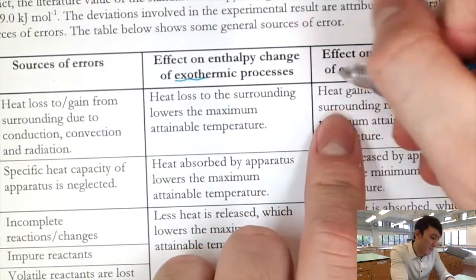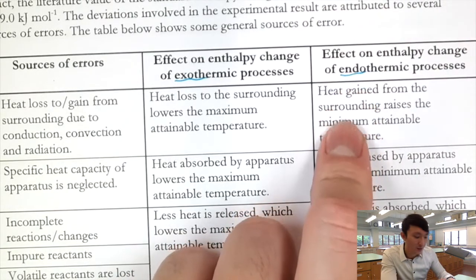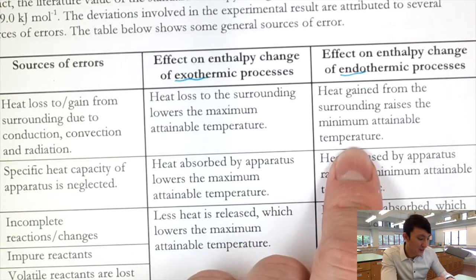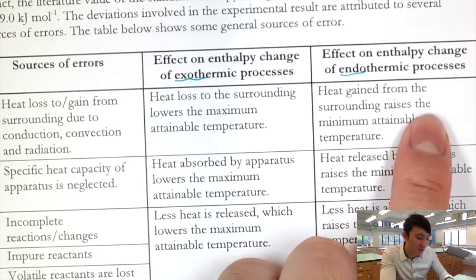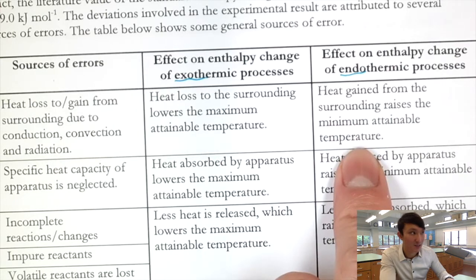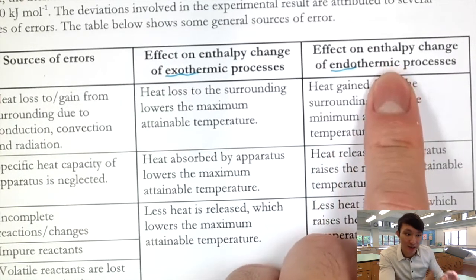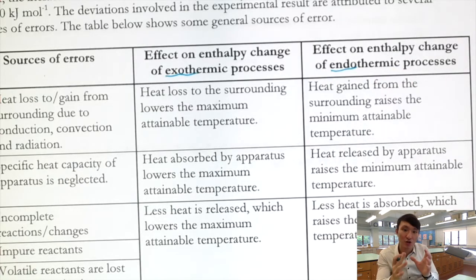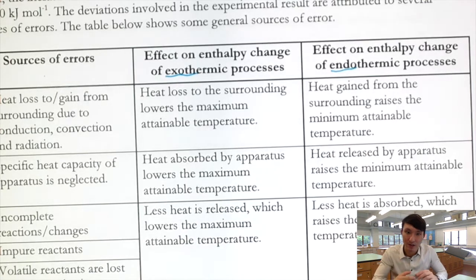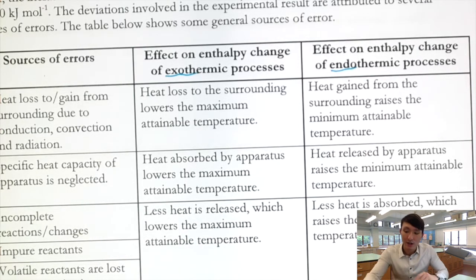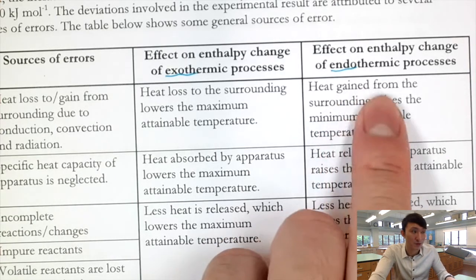What about an endothermic reaction, which is a little bit rare? In this case, we will have heat gain from the surrounding, that will raise the minimum attainable temperature. Do you get that? For an endothermic reaction, as the reaction proceeds, the solution should get cooler and cooler, probably cooler than 25 degrees Celsius. So maybe theoretically it can cool down to 20, but because of the heat gain from the surrounding, heat is transferred from the surrounding to the solution, then it turns out that it only reaches 22. So this time it is heat gain from the surrounding.